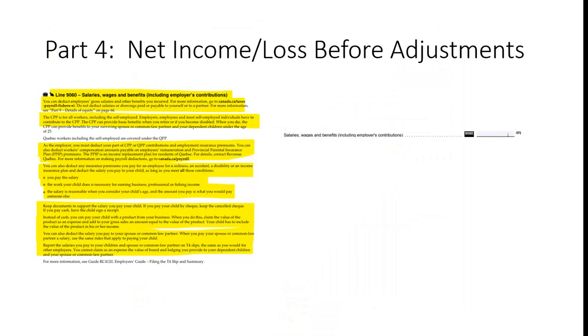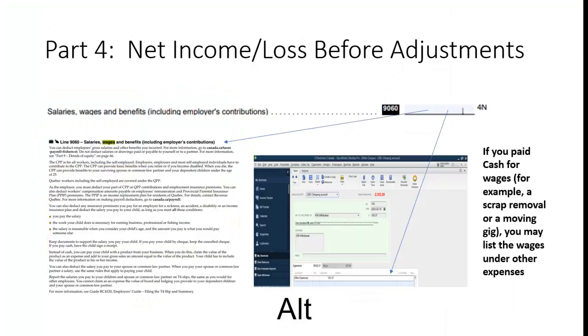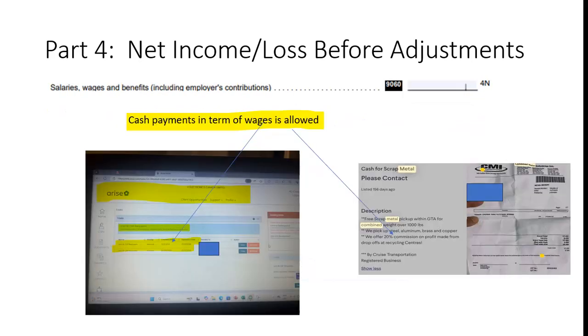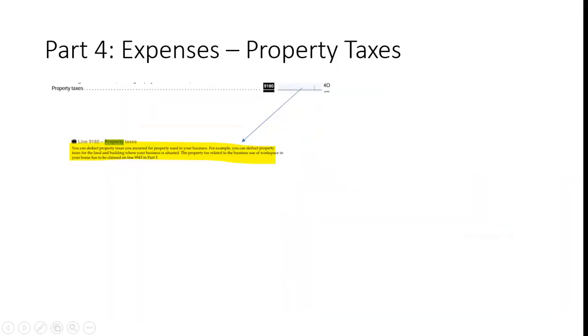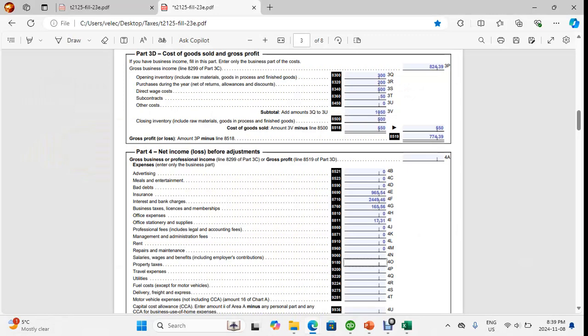Moving on to salaries, wages, and benefits. If you did have employees and you paid salaries to your employees, you need to declare those salaries on this line, line 9060. You may also declare cash payments. So if you made cash payments in terms of wages, cash payments are allowed. And this could be for your call center online, this could be for a junk removal business, for example, so on and so forth.